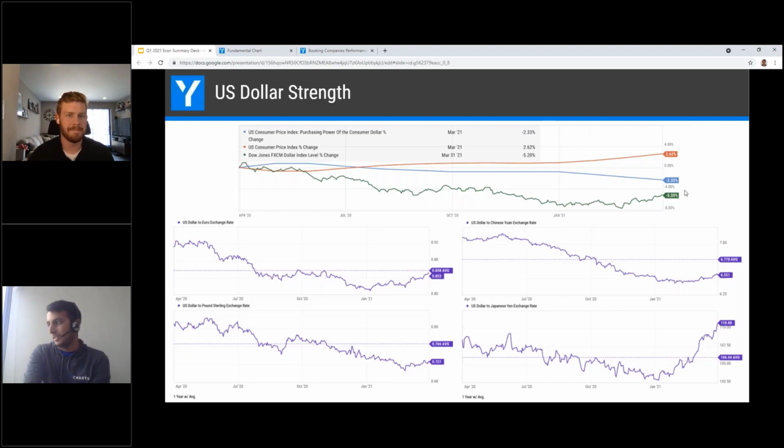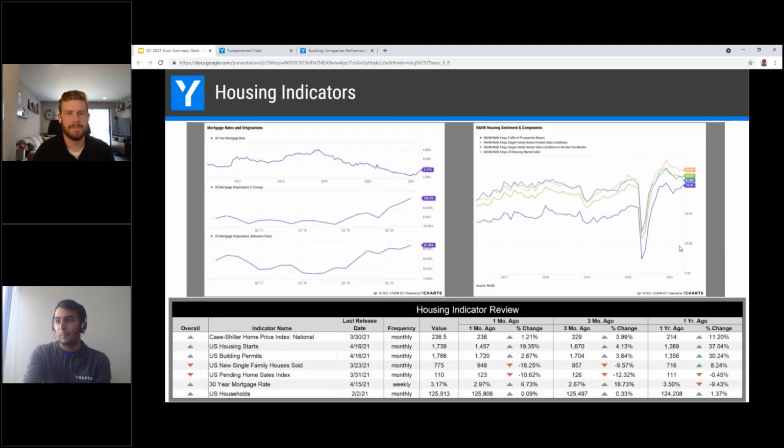Yeah, thanks, Hunter. This is a great visual, just overall showing all those exchange rates as well. I think it really puts the dollar into perspective and something that you can easily have a conversation with anyone with using these visuals. But moving along to the housing indicators.